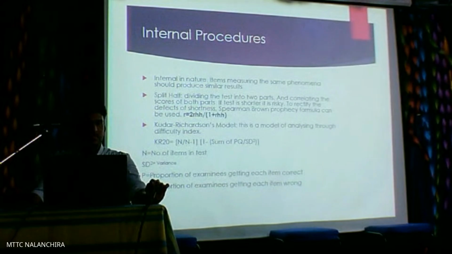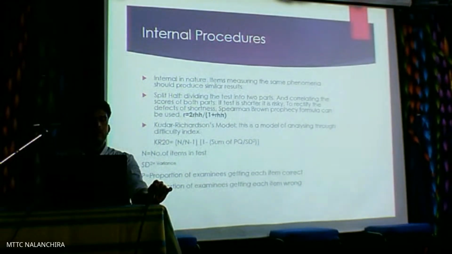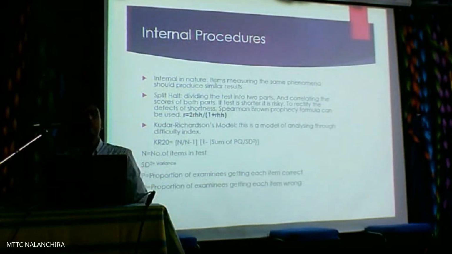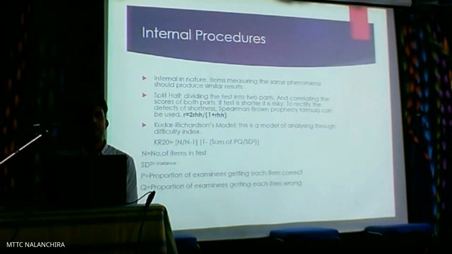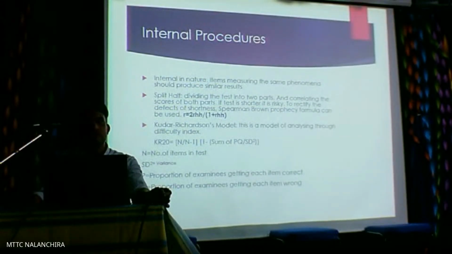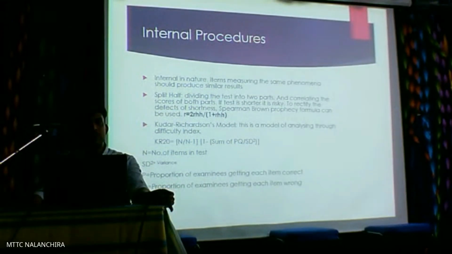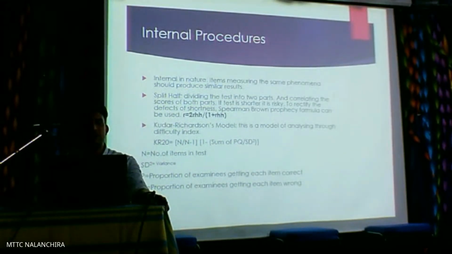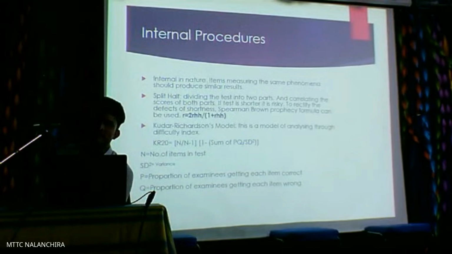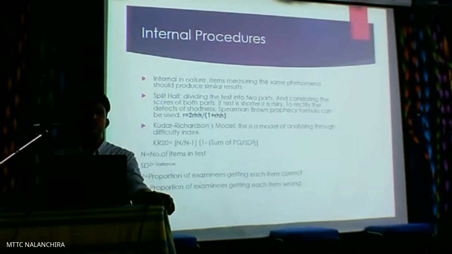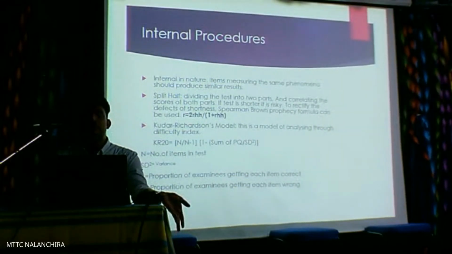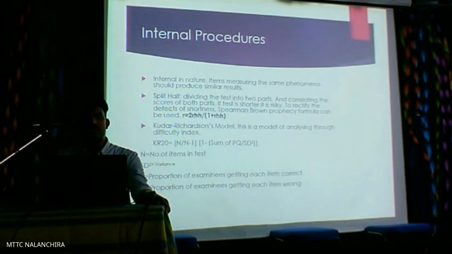Here the concern is, if the number is very small, we can go for the Kuder-Richardson formula. This is the Kuder-Richardson formula: n divided by n minus 1, into 1 minus sum of pq divided by standard deviation squared. This is the formula. I will share this. Normally we don't go for these easily because we have software. Even Excel will give us the detail.